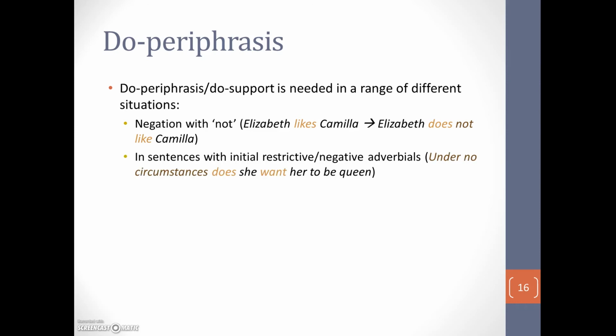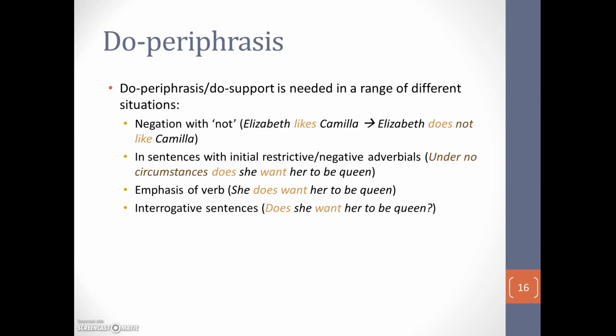We also use it in sentences where we have an initial restrictive or a negative adverbial. So like under no circumstances, right? So this is a negative adverbial, right? Under no circumstances. We can see it has no inside of it, right? So it's negated. Under no circumstances does she want her to be queen. We can also use do support if we want to emphasize the meaning of a lexical verb, all right? So if we actually say, well, she does want her to be queen, right? So here we emphasize the fact that, well, she wants it, she really wants it, so she does want her to be queen.